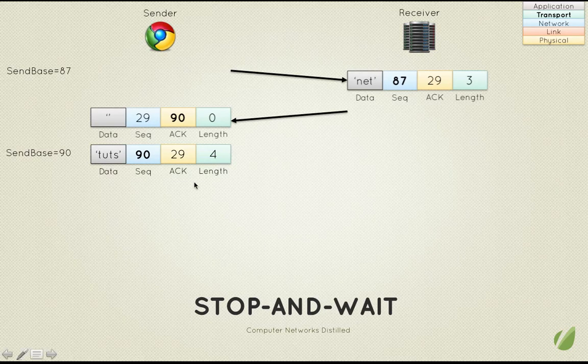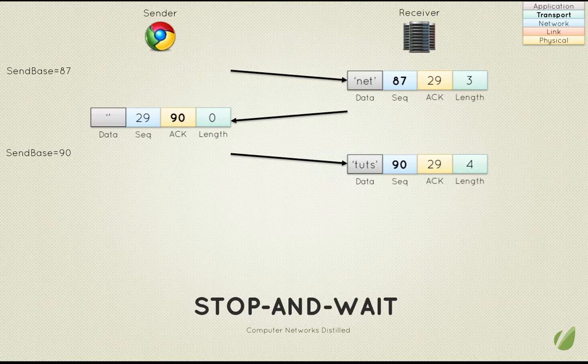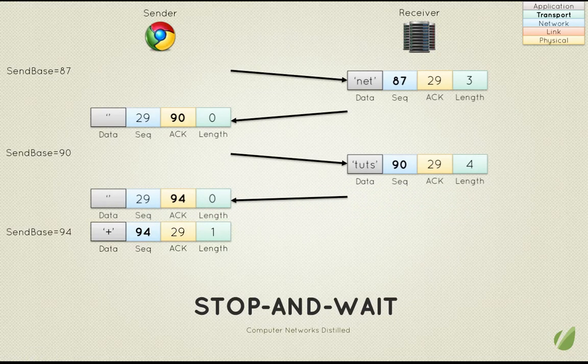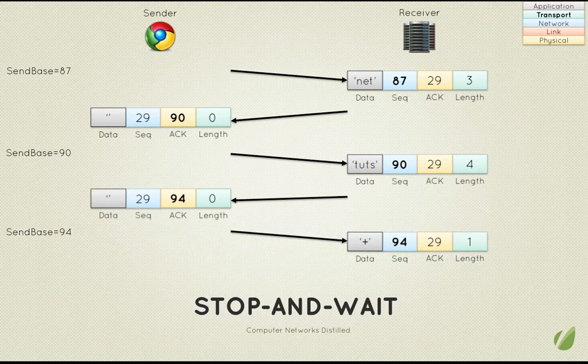If we send this 4-character string next, sequence number 90, acknowledgement 29, the receiver will send back another empty packet that is an acknowledgement. That acknowledgement is going to be with an acknowledgement number of 94, which is the 90 sequence number plus the 4. This will continue, and our send base will be updated to 94. We'll send one more packet with just 1 character, 1 byte. That'll be sent, which will cause our next ACK to be 95.